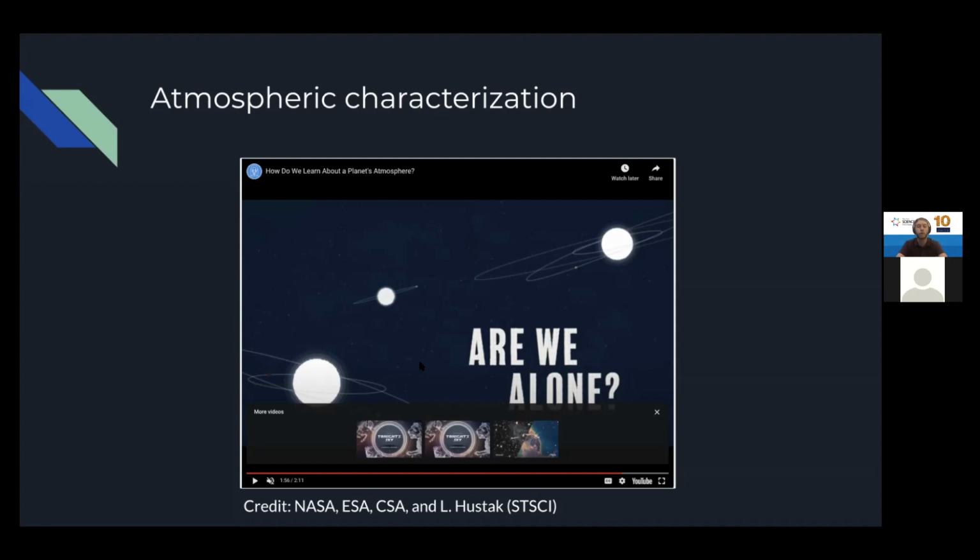Or if we look for other signs, other biosignatures like methane or ozone, we could look for any of those signs. And if we see enough of them, it could tell us that there's life like life on Earth on another planet.